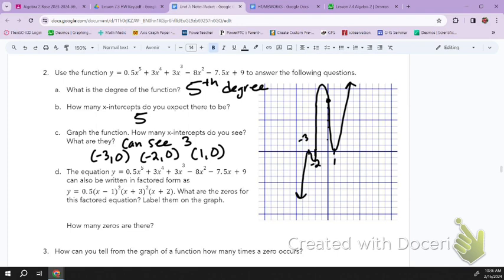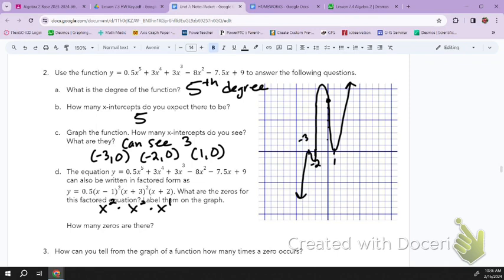Okay. What questions do we have about the graph so far? You've got 3 x-intercepts. You would expect 5. If we look at the factored form, think about this being x squared, this being x squared, this being x to the first. How many x's would that add up to be? X squared times x squared times x to the first. Think about our rules of exponents. What would that add up to be?